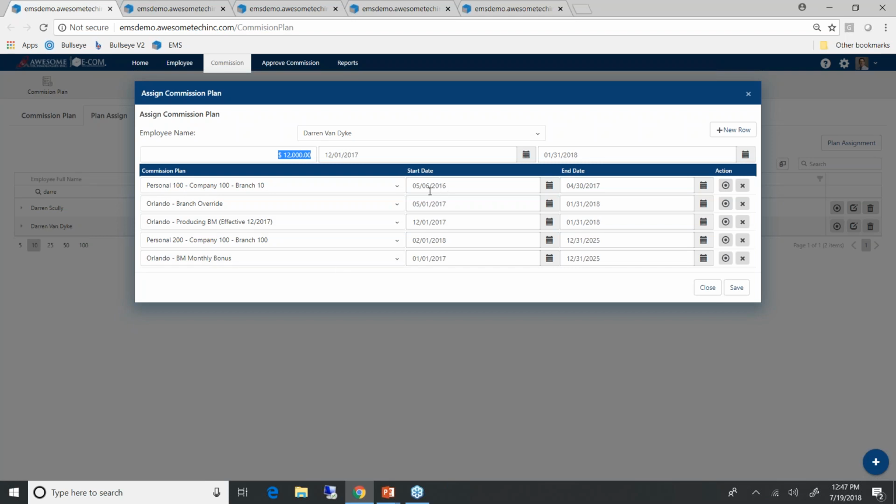So this particular plan started in May of 2016, and now currently in January of 2017, this person has a branch manager monthly bonus plan. And then as of February 1st of 2018, their personal production has increased from 100 bps to 200, the company is remaining the same at 100, and the branch referrals went from 10 to 100. So you can definitely maintain and track all of the different plans that have been assigned.